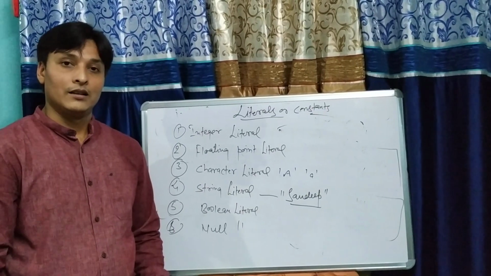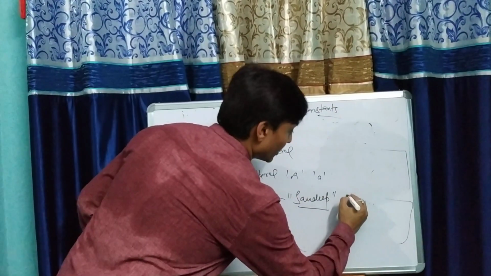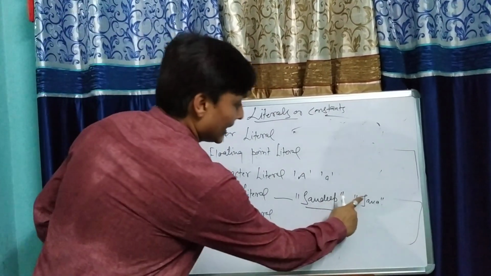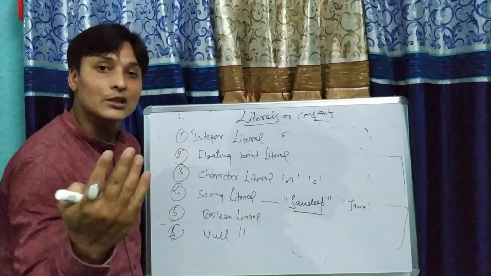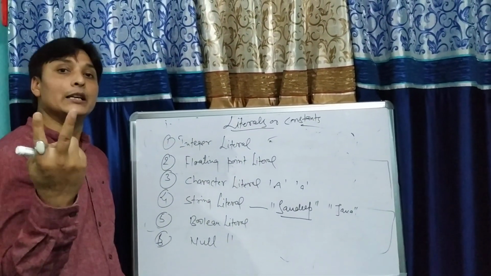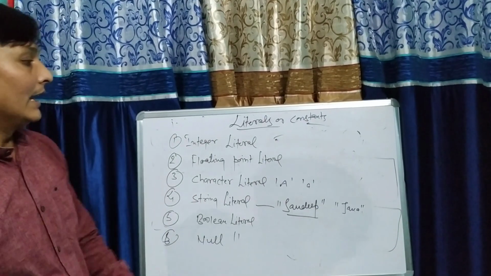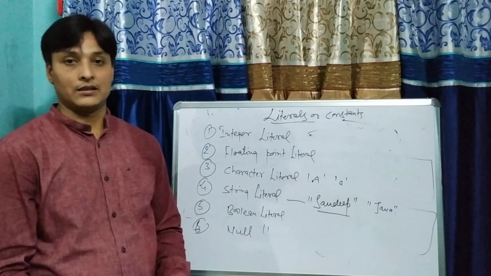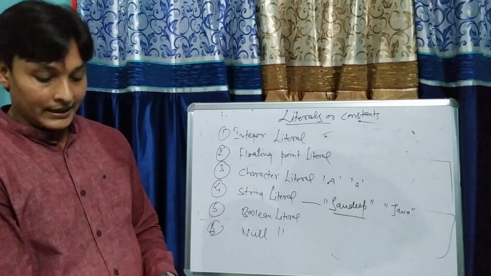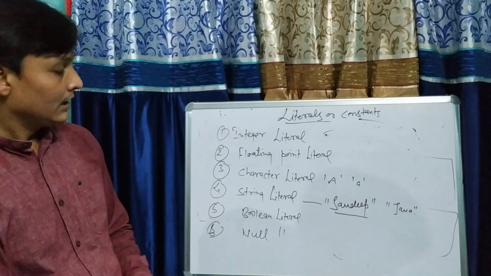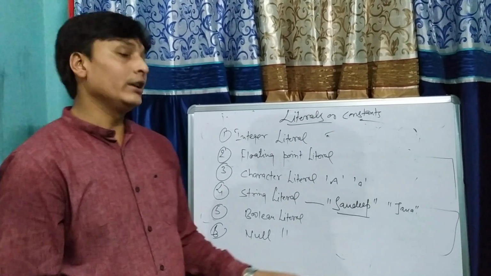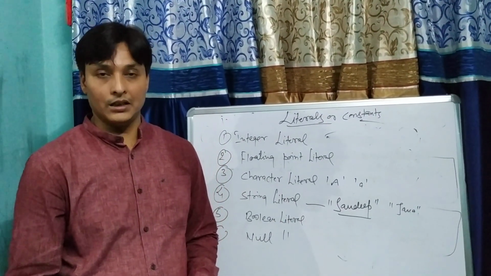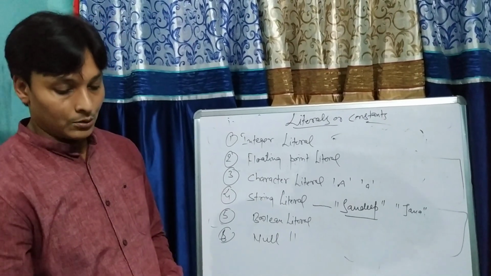Is that clear? Suppose you have to write computer or Java. In Java we have 4 characters, J, A, V, A, and a collection of characters is known as string. So string will always be denoted in double quotes, and these are the rules and regulations to declare string literals. Fine? Now we have Boolean literals. Boolean means the value will come in the form of true and false. Is that clear?